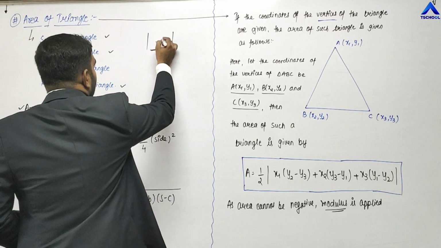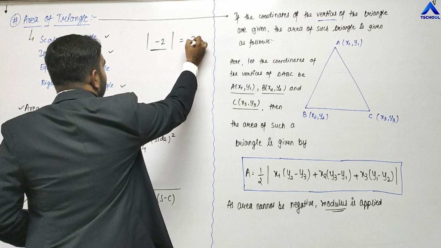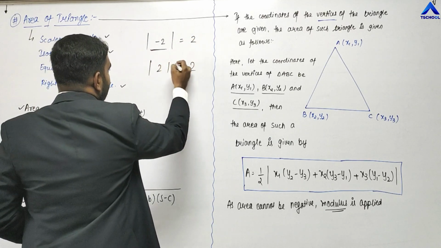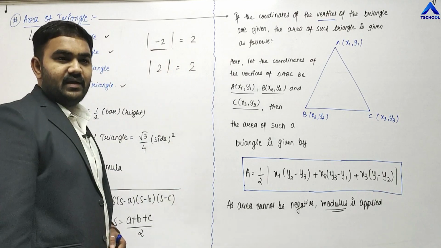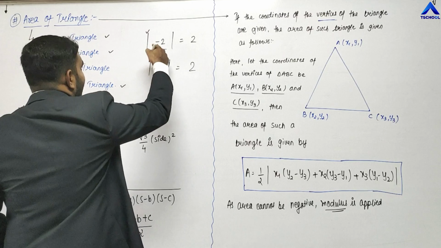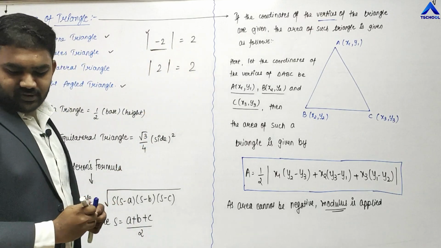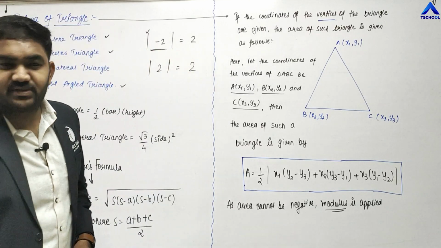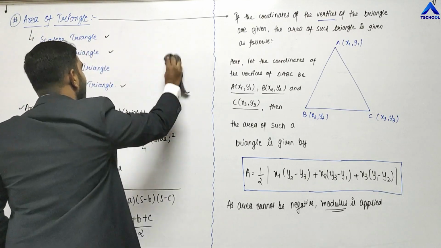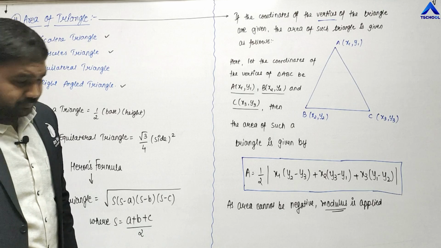So if I say modulus of minus 2, the answer will be plus 2. If I write modulus of 2, then also it will be 2, right? That means this modulus has the property of making a negative number positive. Is it clear? We are going to use the modulus because area cannot be negative.